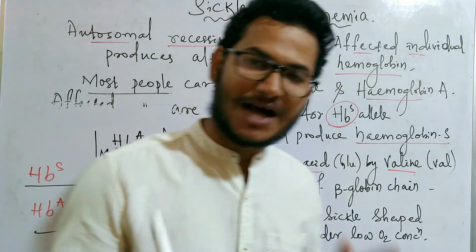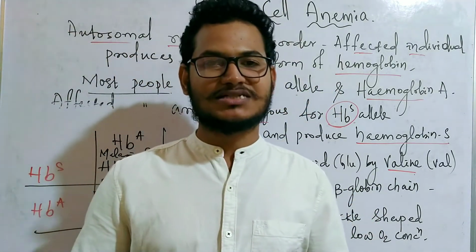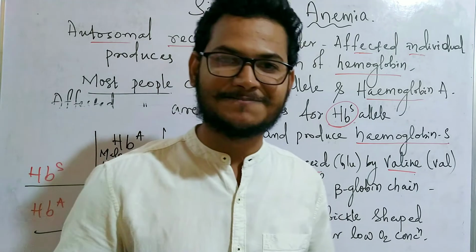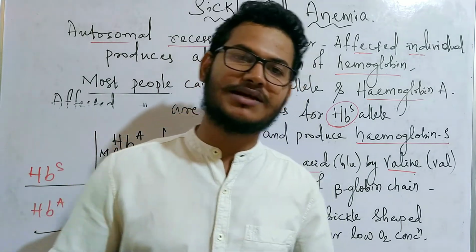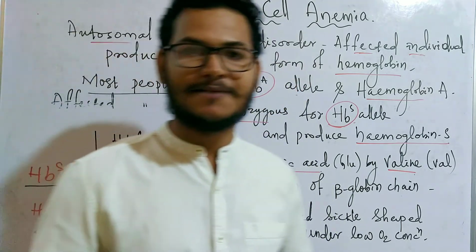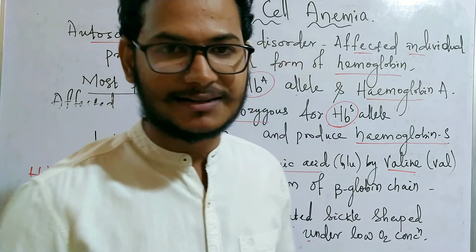and the presence of abnormal hemoglobin causes this disorder. So this is all about phenylketonuria and sickle cell anemia, the most important Mendelian disorders.